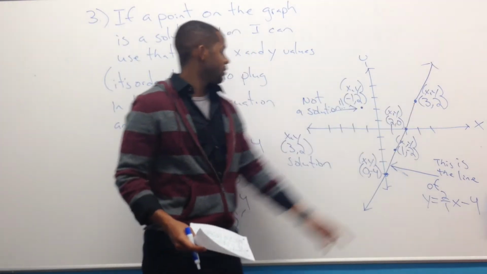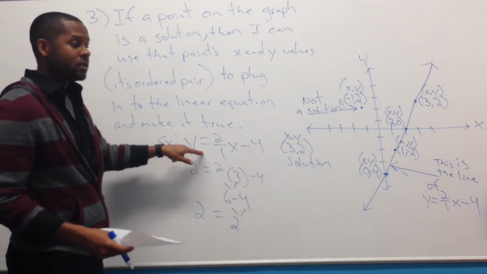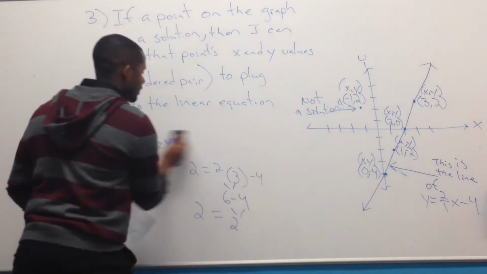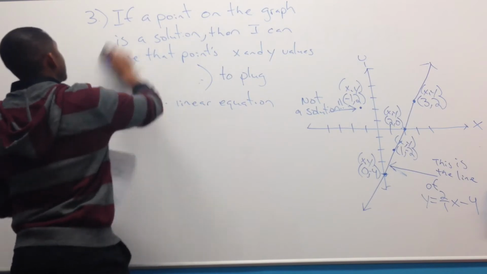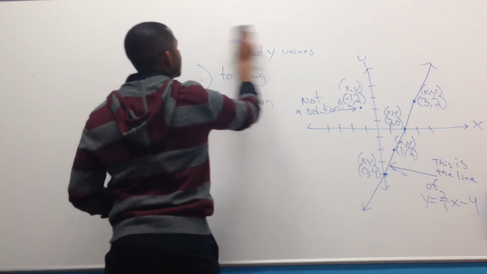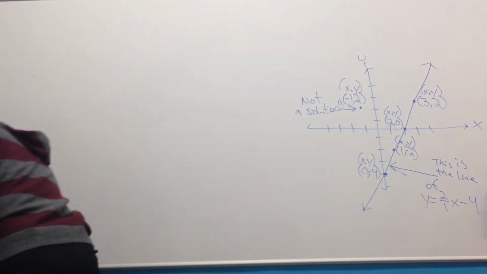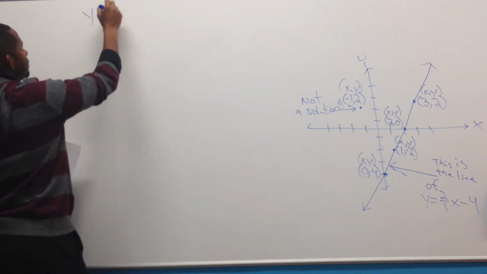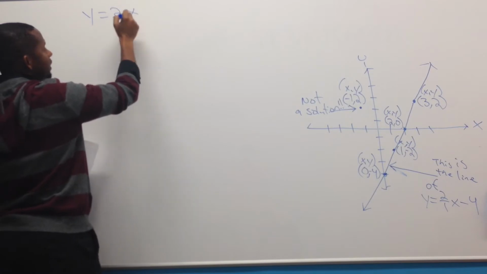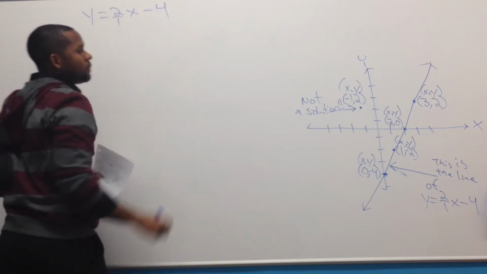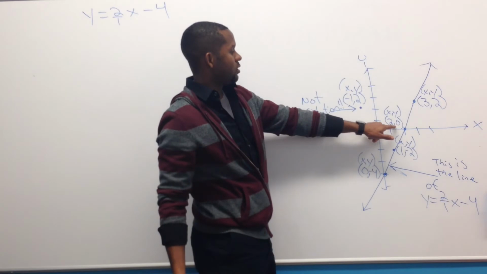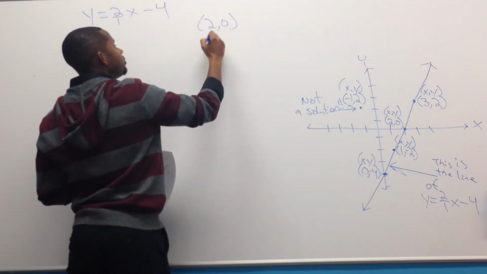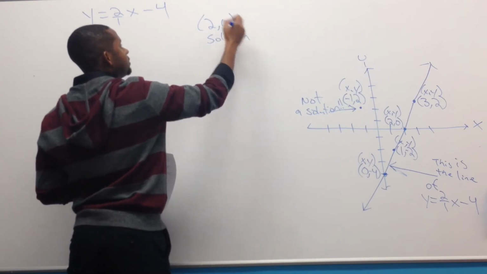This is a solution, meaning it should also be a solution to this equation. Alright? But we don't know for sure if that's going to work. So let's just check some more. So here's my equation again. You probably don't need to rewrite it. y equals 2 over 1x minus 4. Now I'm going to use this solution, the point 2, 0. We've learned that 2, 0 should also be a solution. Right?